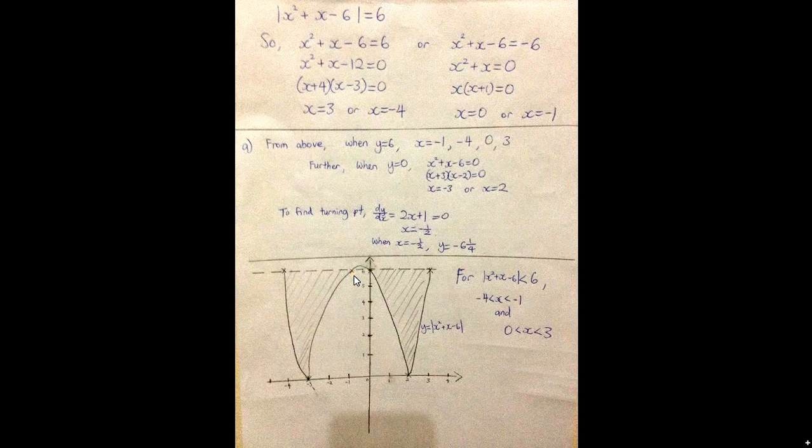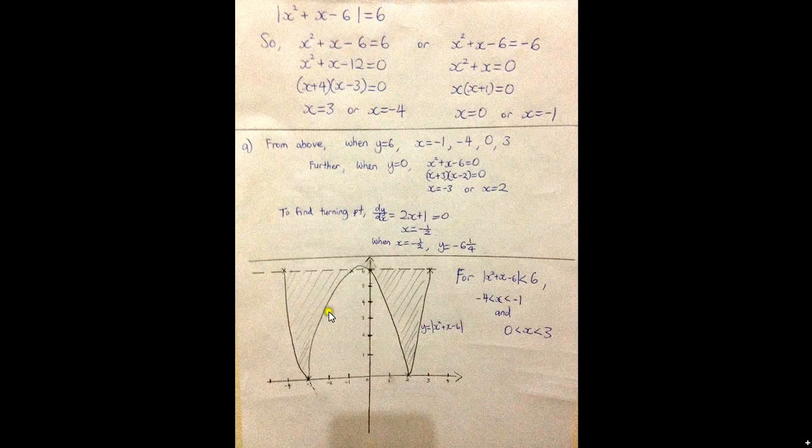We'll omit the values between x equals to negative 1 and x is equals to 0, because this region here corresponds to the part where it is more than 6, as you can see from the graph here. And the turning point, or the stationary point, is x is equals to negative half and y is equals to 6 and 1/4 because of the modulus.